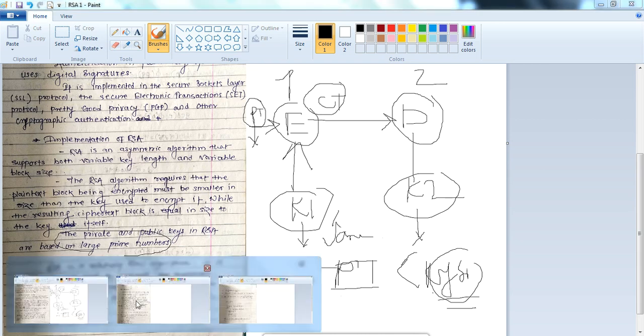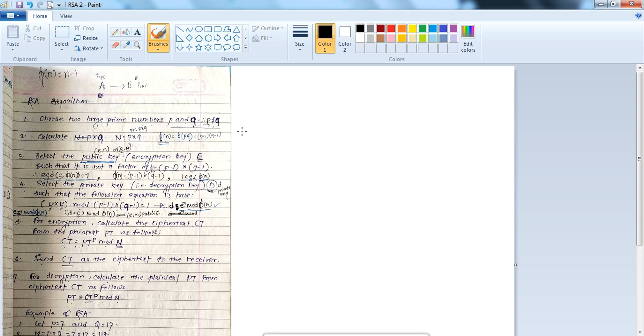Now we will learn the steps of how exactly RSA works. The first step of the RSA algorithm: choose two large prime numbers, that is P and Q. That is step 1, right? P and Q, and the condition is P is not equal to Q. These are simply the algorithm steps.